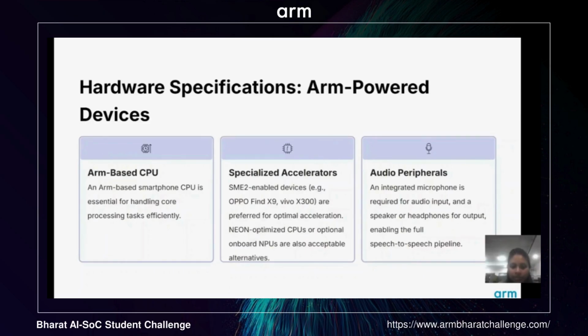An ARM-based smartphone CPU is essential for this project. Devices supporting SME2 such as Oppo Find X9 or Vivo X300 are preferred but not mandatory. If SME2 is unavailable, Neon optimized CPUs or onboard NPUs are perfectly acceptable. Crucially, this challenge is not restrictive in terms of hardware. If you have access to additional sensors, accelerators, or experimental platforms and they help you improve the system, you are free to use them as long as the core requirements are satisfied. You will also need a microphone for audio input and a speaker or headphones for output.